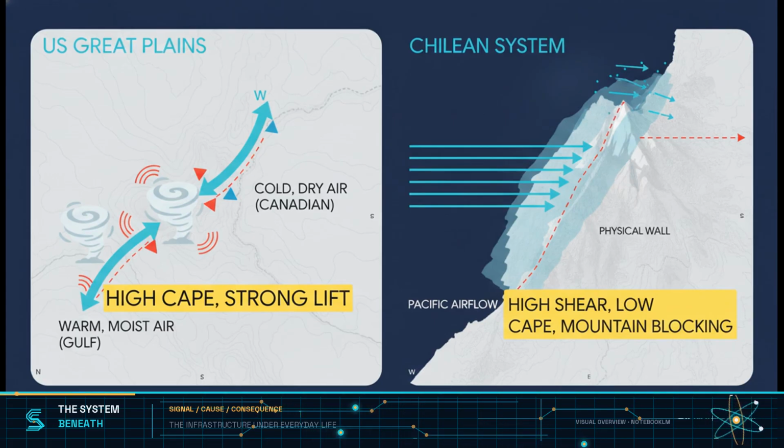Down there, we see what's called a high-shear, low-CAPE environment. CAPE basically just means instability. So in Chile, the instability is actually pretty modest, but it's paired with incredibly deep, razor-sharp wind shear, typically driven by these massive extratropical cyclones rolling in from the Pacific. Plus, you have the Andes Mountains acting as this colossal physical wall, which totally modifies the low-level winds and intensifies that shear even further. It is a completely different operational setup.